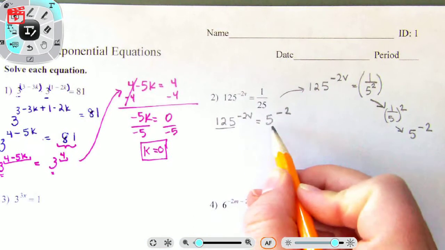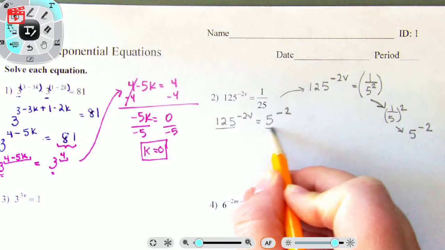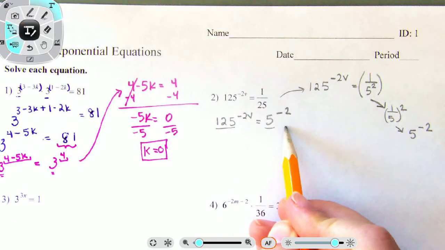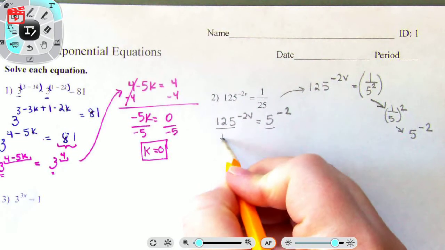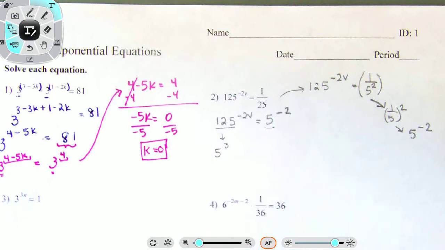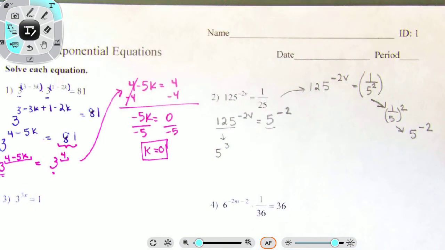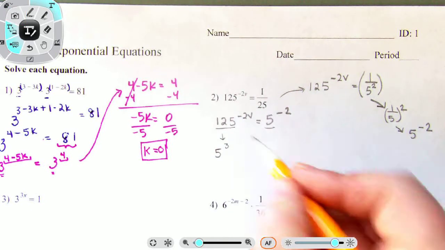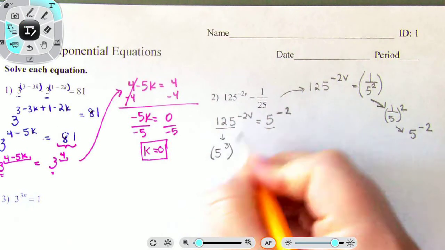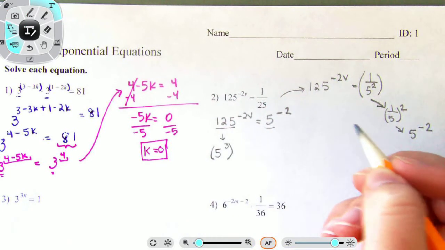Right now I have 125 and I have 5 as my bases. So I know that I can rewrite 125 in terms of 5. So I'm going to do that. 5 to the 3rd power. I'm second guessing myself, so I'm going to ask Google. Just kidding, ask my calculator. So that is correct.